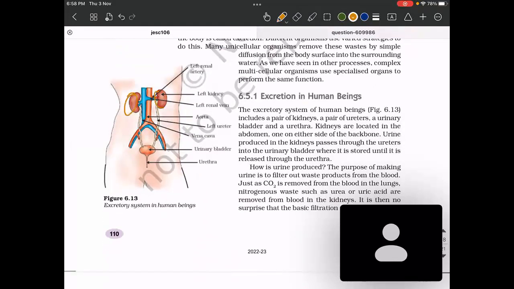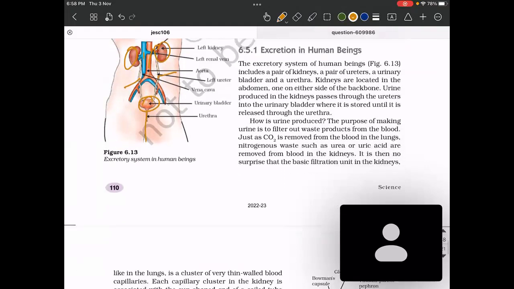Now coming to excretion in humans, what are the components? We have a pair of kidneys and the blood inlet and outlet, artery and veins. And then you have a pair of ureters, and then the urinary bladder and urethra. Okay, so these are all the basic components of the excretory system.